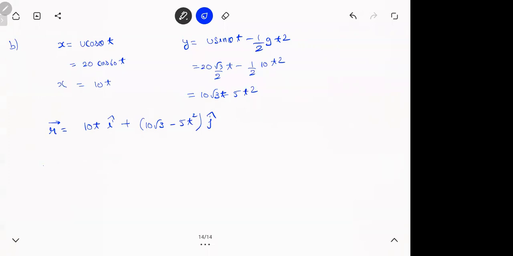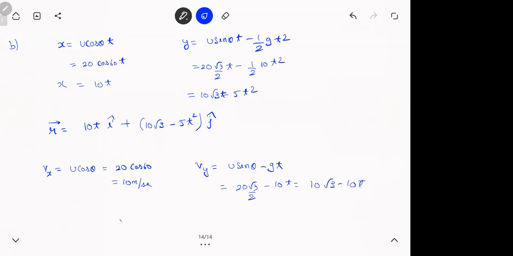What is Vx? Horizontal velocity will never change, u cos theta, which is 20 cos 60, which is 10 meters per second. Vy is u sine theta minus gt, which is 20 sine 60, root 3 by 2, and g is 10, so 10 root 3 minus 10t. So what is the velocity vector? Vx i cap plus Vy j cap. That would be 10 i cap plus (10 root 3 minus 10t) j cap.